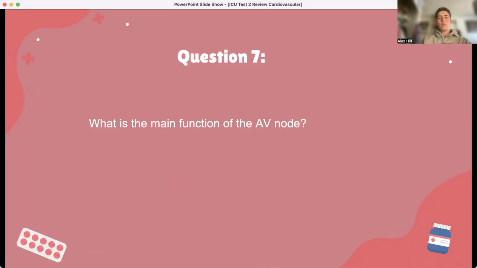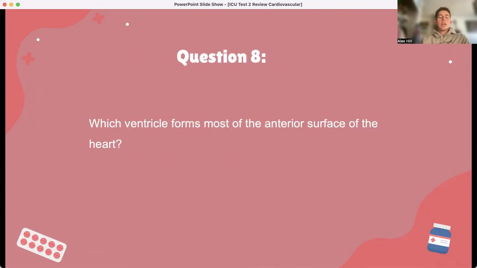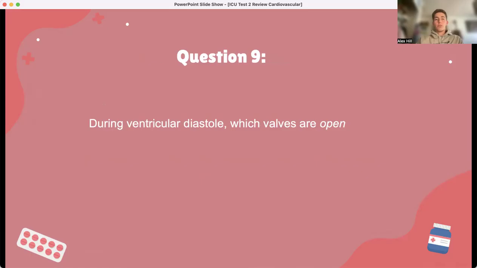Okay, I think we had that question twice. Okay, which ventricle forms most of the anterior surface of the heart? That would be the right side, the right ventricle.